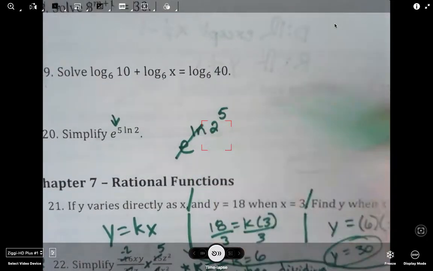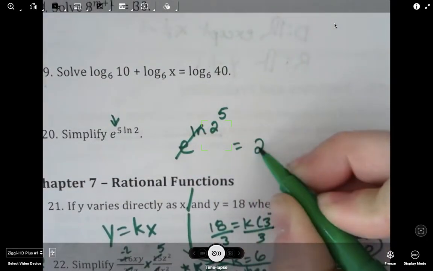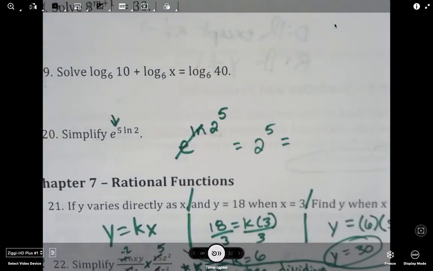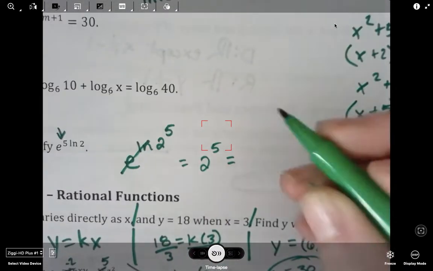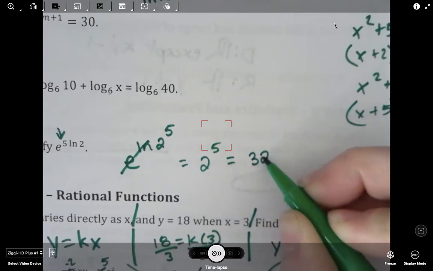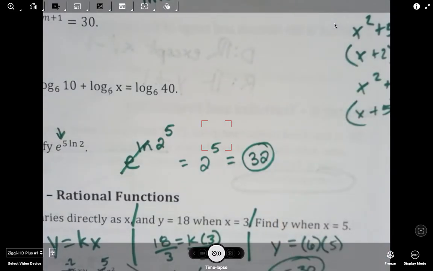Okay, but e and ln cross out each other, so you just have 2 to the 5th power, which is 32. Let me double check that. It is 32. Yep. 2 times 2 times 2 times 2 times 2. Okay? Good? So they only cancel out if they're touching.